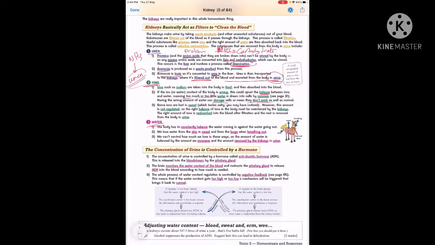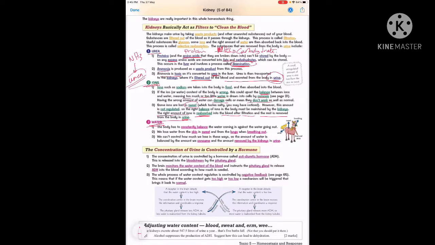All I want you to know for now is that ions are lost through the urine, because the right amount of ions is reabsorbed into the blood after filtration, and the rest is removed from the body in the urine, where whatever amount is needed, as I mentioned before, is reabsorbed from the kidney tubules back to the blood. Also, some ions are lost in the sweat.